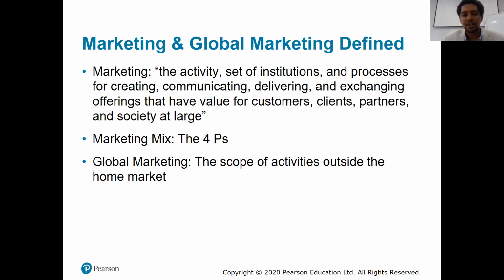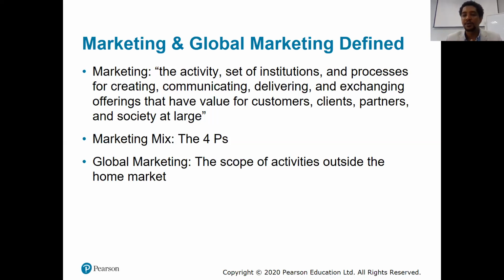So this is marketing. When you apply this in a domestic market, then it is called regular marketing or single country marketing. When you apply this outside the scope of the home market, then it is called global marketing. Okay, so there are these 4 P's, or what you call the marketing mix. These are contemporary marketing primary tools. The 4 P's, as you know, are product, price, promotion, and place.